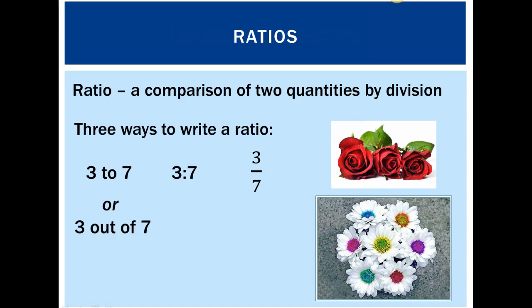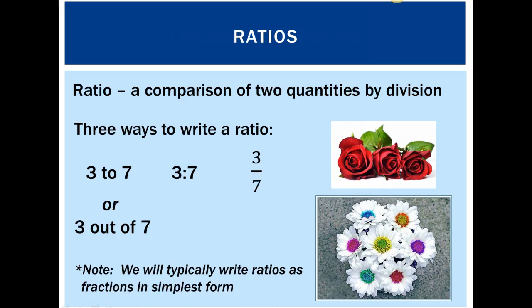A second way to write a ratio is to use a colon between the two numbers. And the third way to write a ratio is in fraction form. For the examples we'll be doing in class, we will typically write ratios as fractions in simplest form. Let's take a look at some more examples.